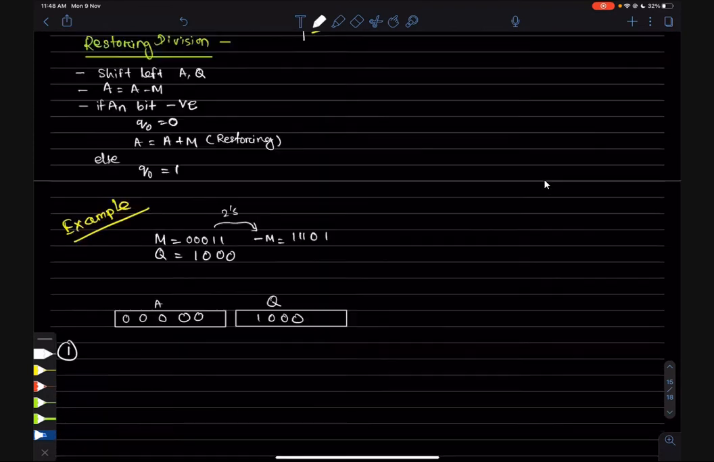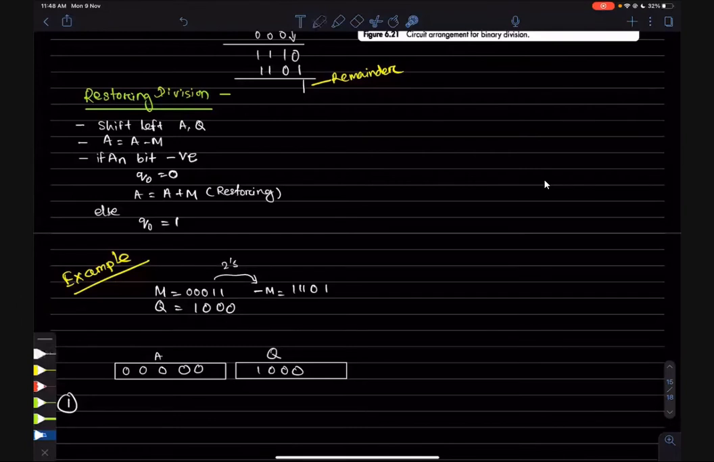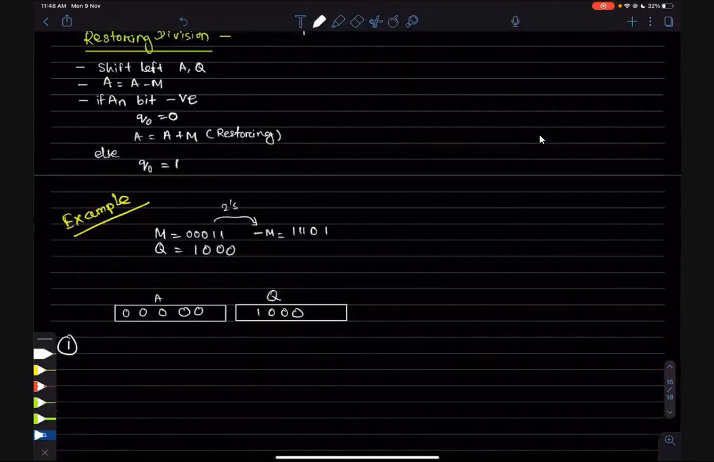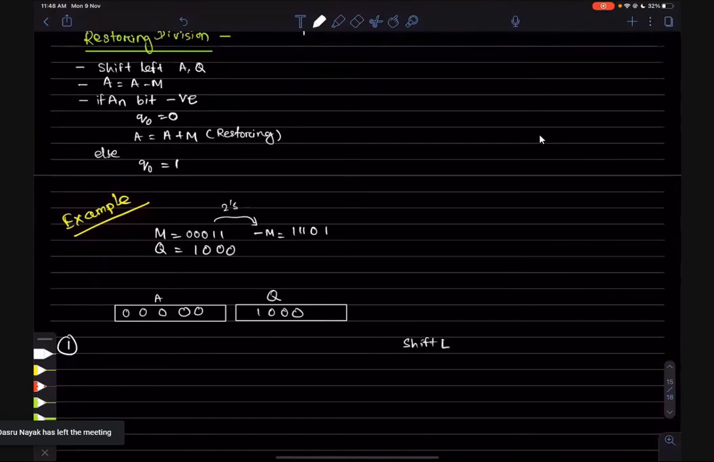First cycle, first step: shift left a and q. Here we will write shift left. This is the output from shift left. We don't know what value we will put in the q0 part till now, so we will make it blank.